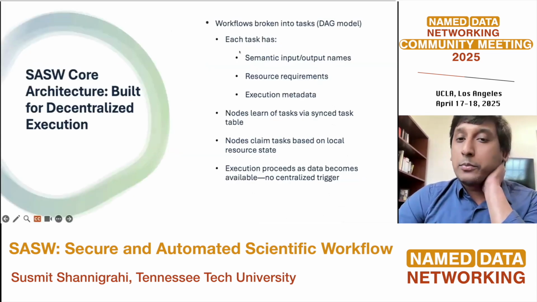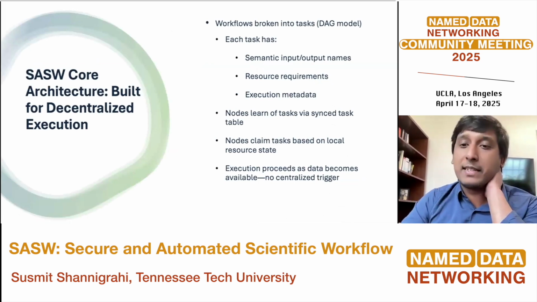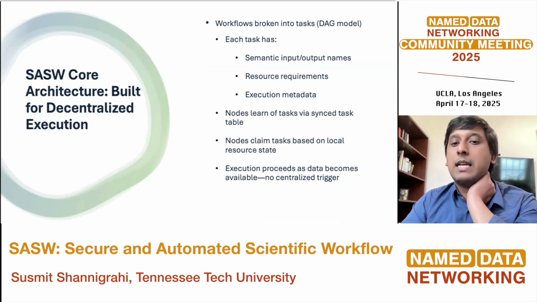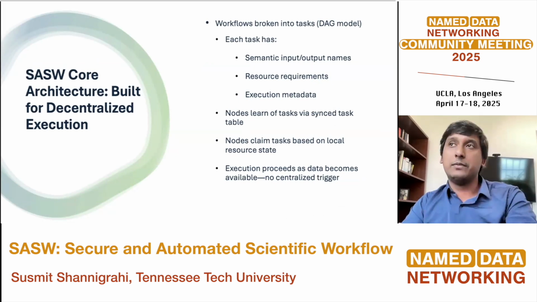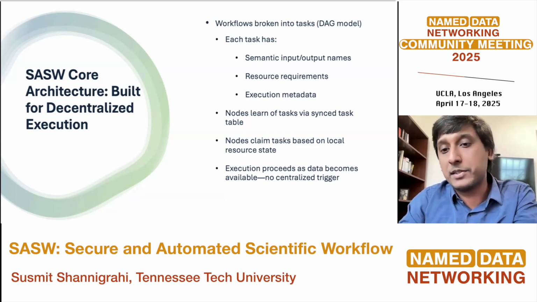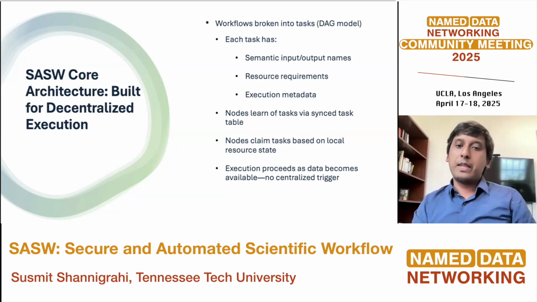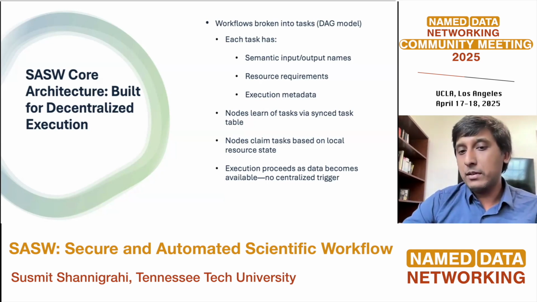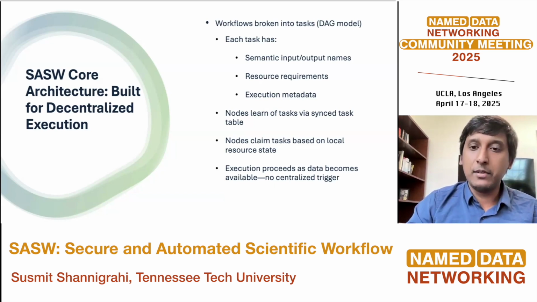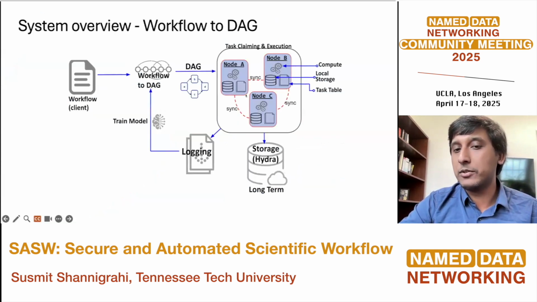So this is what I just said. Workflows are broken into tasks. Each task has semantic input and output names. They also have resource requirements and some sort of execution metadata. So if there are dependencies on external libraries, or dependencies on external data, those can all be annotated in the task. Now we have a task table, and the nodes learn of tasks via this task table. We maintain a synchronized state between those tables.